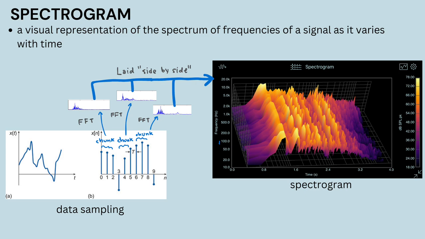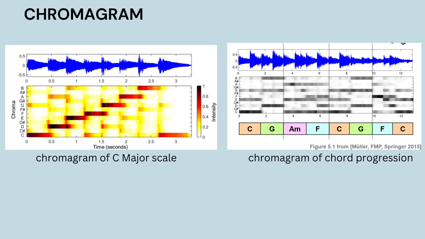After we get a spectrogram from the FFT, we then add the intensities of frequencies in groups to match the frequencies of the 12 notes. As a result, we get a chromagram which presents the 12 notes. Thereby, we can identify a chord played. This is a C major scale as shown on the left. This is a chord progression as shown on the right.